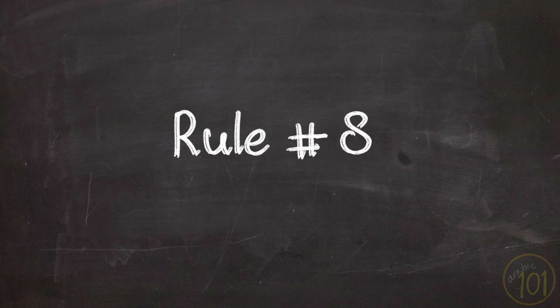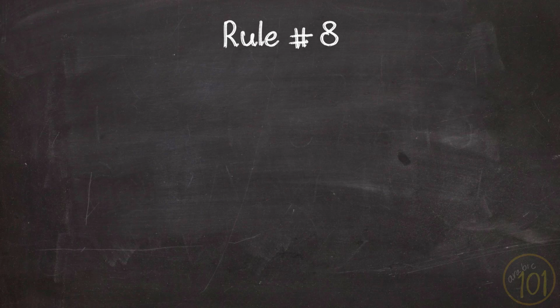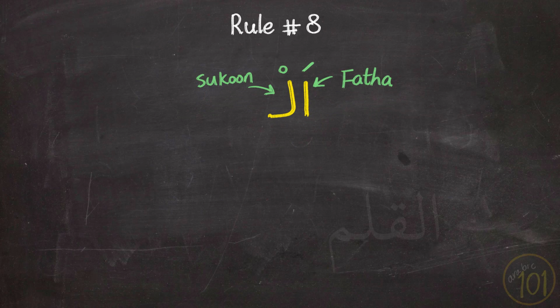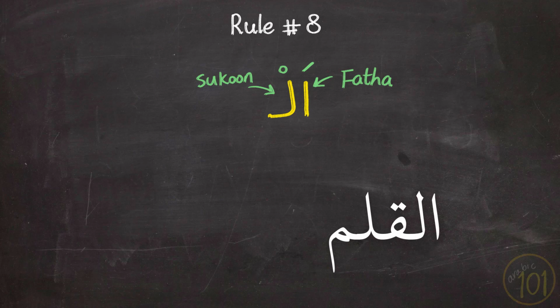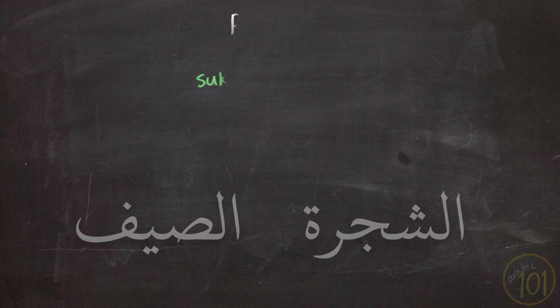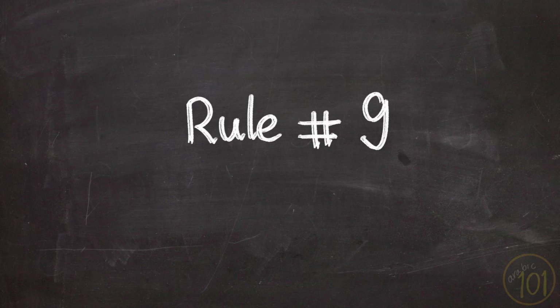Rule number 8. Hamzat al-wasl of al will always have fatha on it, and the lam that comes after it will always have sukoon. So we say al-qalam, al-bab. But don't forget that in the case of some letters, the lam will be assimilated with the letter after it. Ash-shajarah, as-sayf, and so on.